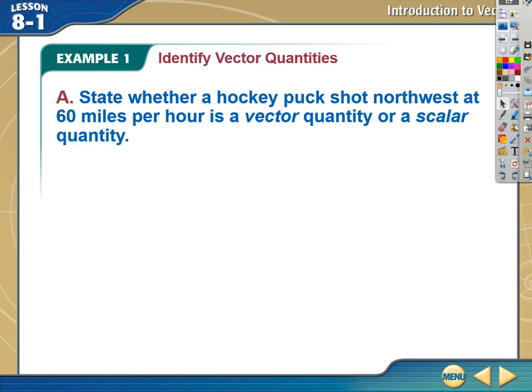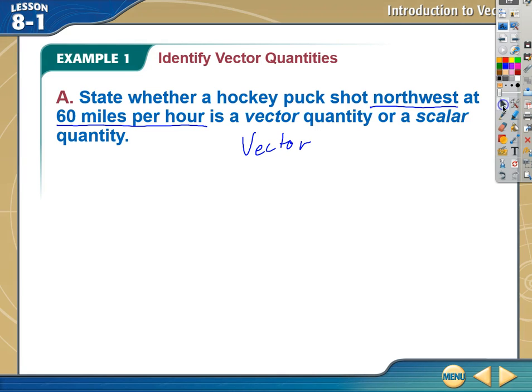So if I take a look at this first one, it wants me to know, is this hockey puck shot northwest at 60 miles per hour a vector or a scalar? A vector has both magnitude and direction. A scalar just has magnitude. So again, does this have magnitude and direction? You bet it does. It has magnitude because it talks about 60 miles per hour. It has direction because it talks about northwest. So this is a vector.